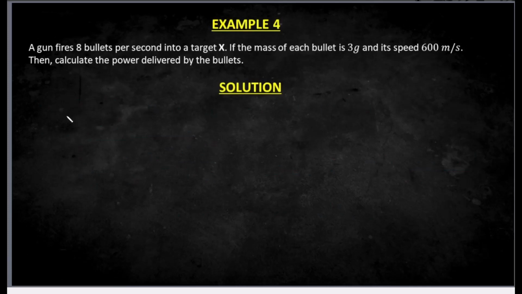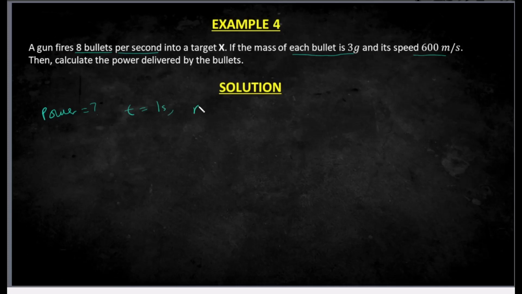So example 4, a gun fires 8 bullets per second into a target if the mass of each bullet is this and the speed is this. Then calculate the power. So what we want to find is the power. Power is question mark. But here the time when the gun is shot is 1 second. That is per second. That is 1 second.